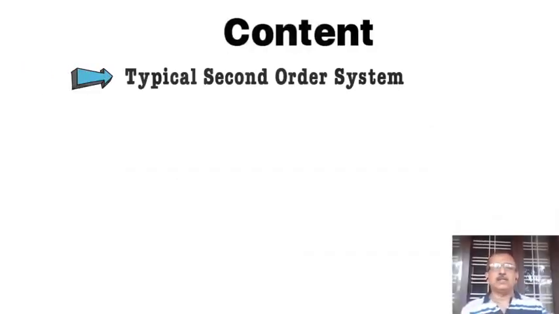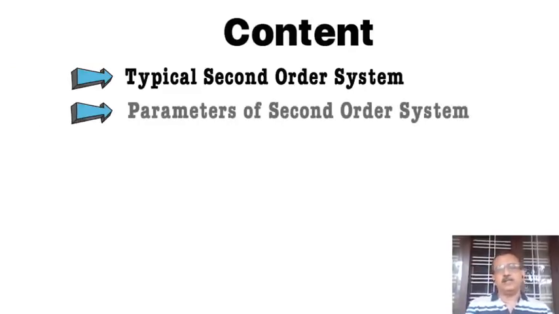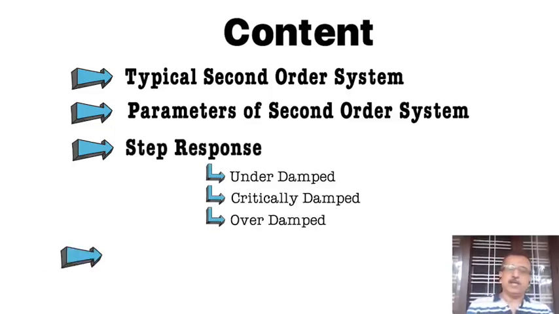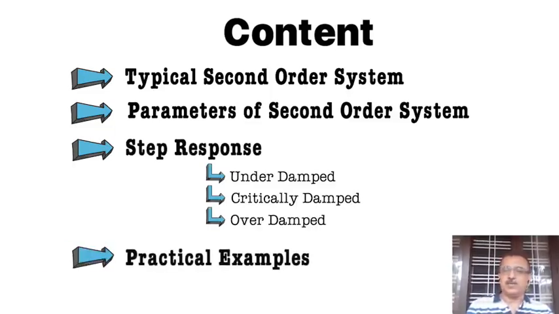So the content is: we'll consider a typical second order system. Then we'll understand the parameters of a typical second order system. It is completely characterized by two parameters, theta and omega n. And then we'll see the step response of underdamped, critically damped and overdamped second order systems. Then the most interesting part, which I am sure all of you will appreciate, is the practical examples.